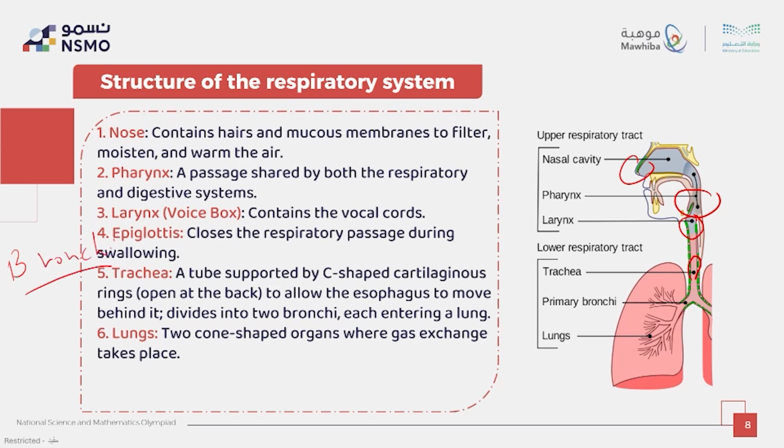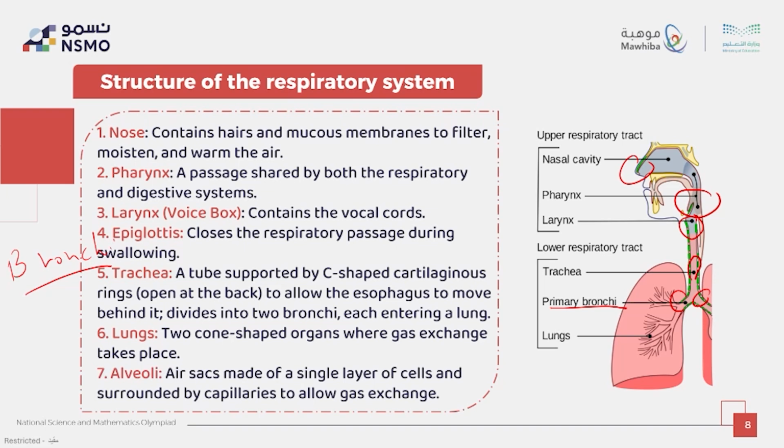And bronchi: the trachea divides into two bronchi, each one leading into a lung. That's it. Here, the primary bronchi. And next are the lungs, the main organs where oxygen and carbon dioxide are exchanged. In the lungs, alveoli are like tiny air sacs surrounded by capillaries. This is where gas exchange actually happens, so oxygen enters the blood and carbon dioxide leaves.